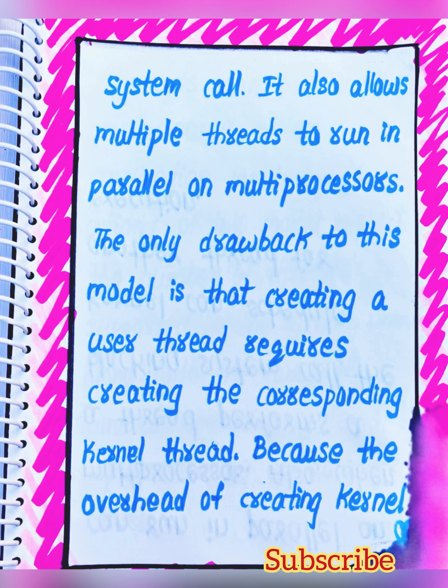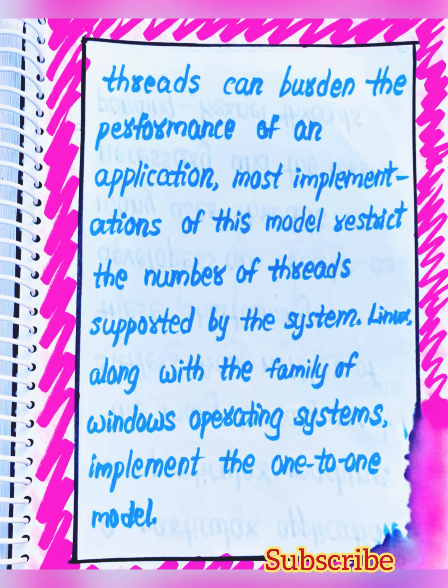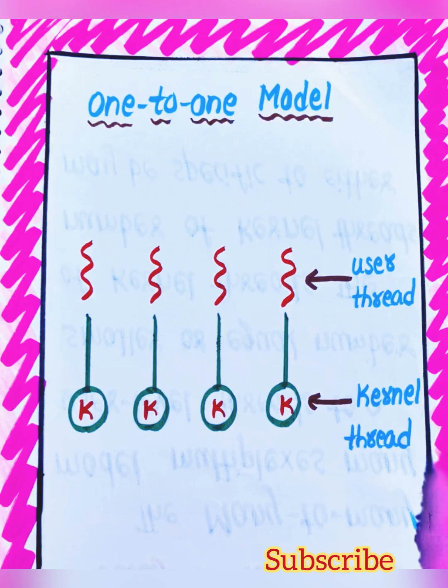The only drawback to this model is that creating a user thread requires creating the corresponding kernel thread, because the overhead of creating kernel threads can burden the performance of an application. Most implementations of this model restrict the number of threads supported by the system. Linux, along with the family of Windows operating systems, implement the one-to-one model. One-to-one model: user thread, kernel thread.